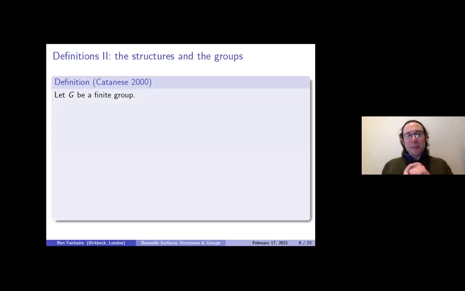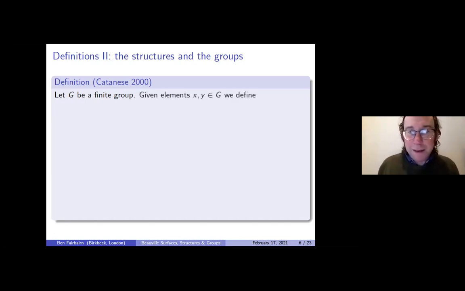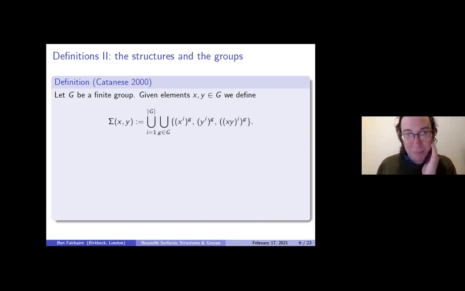Right, so as I say, definition of a surface, forget it. Why forget it? Because the whole thing is internalized in a group. So as I say, the surface comes from letting a finite group act on a pair of complex curves, or Riemann surfaces if you prefer. If we ignore the curves, you can instead think of it solely coming from the following. If G is a finite group, then given two elements X and Y, I define this beast.